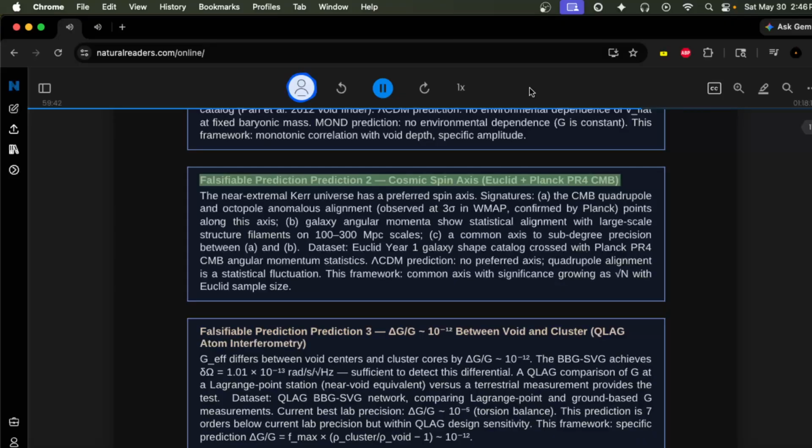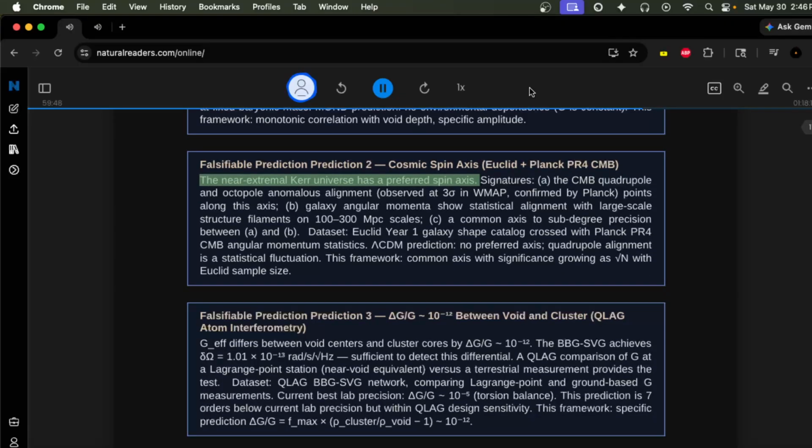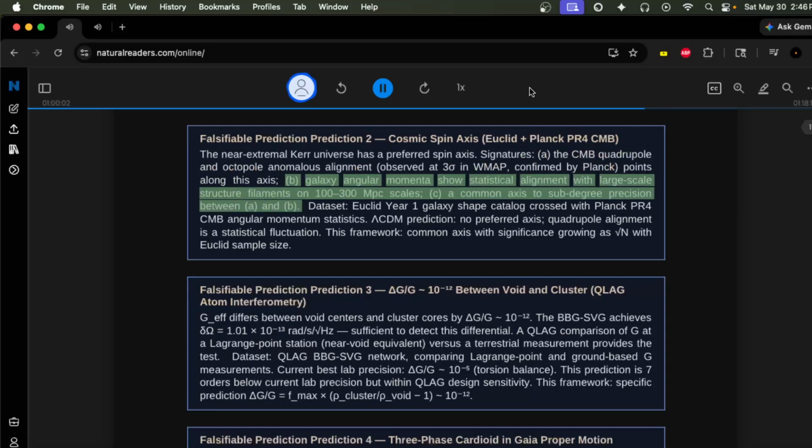Falsifiable prediction 2: cosmic spin axis. The near-extremal Kerr universe has a preferred spin axis. Signatures: the CMB quadrupole and octupole anomalous alignment points along this axis. Galaxy angular momenta show statistical alignment with large-scale structure filaments on 100 to 300 Mpc scales, with a common axis to sub-degree precision.